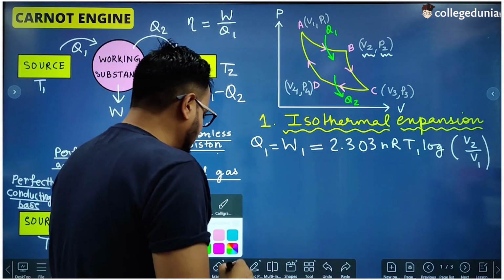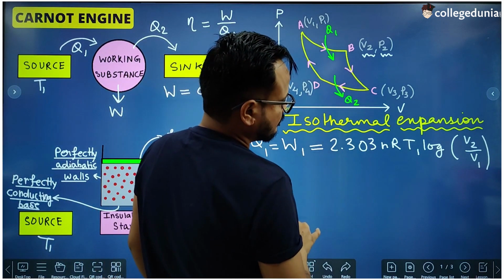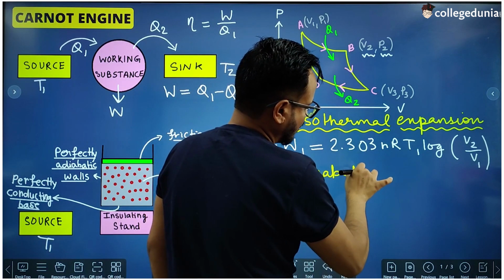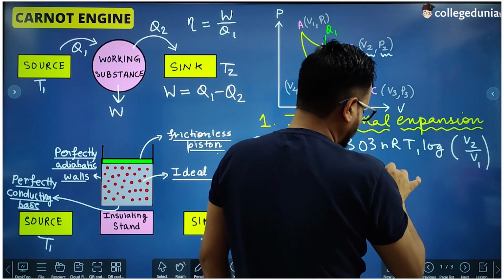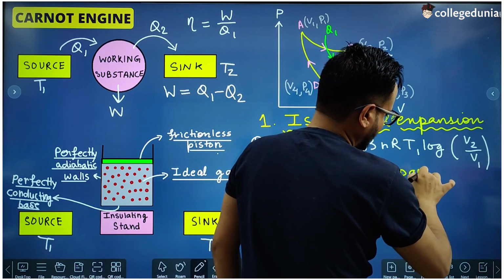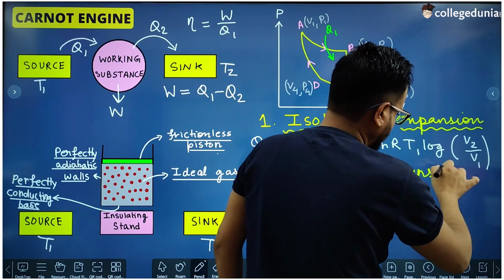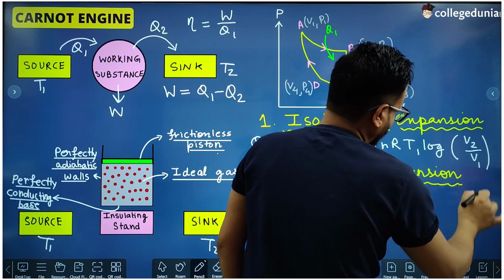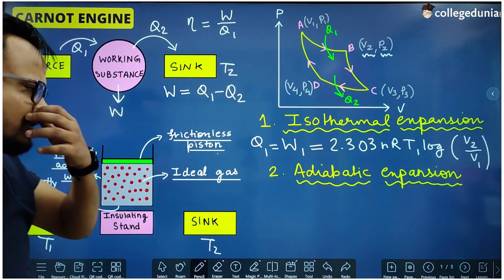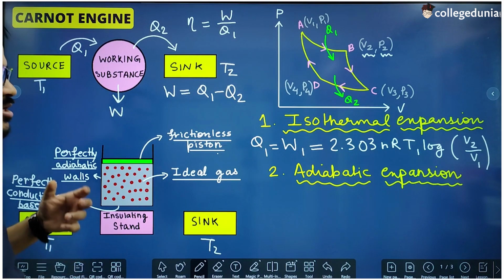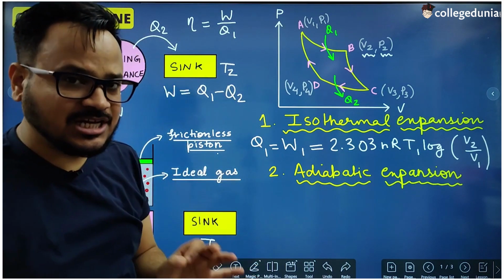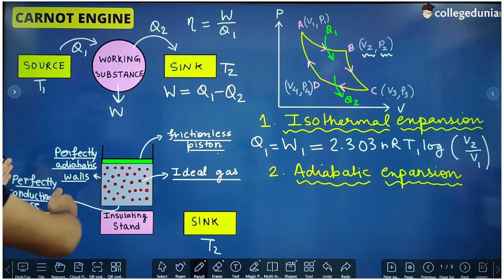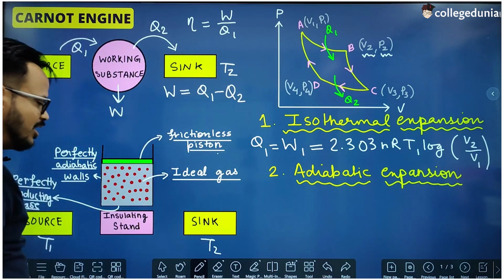Now the second step is adiabatic expansion. What is an adiabatic process? An adiabatic process is one in which there is no exchange of heat between the system and surroundings. Now what we will do, we will put this cylinder on the insulating stand.